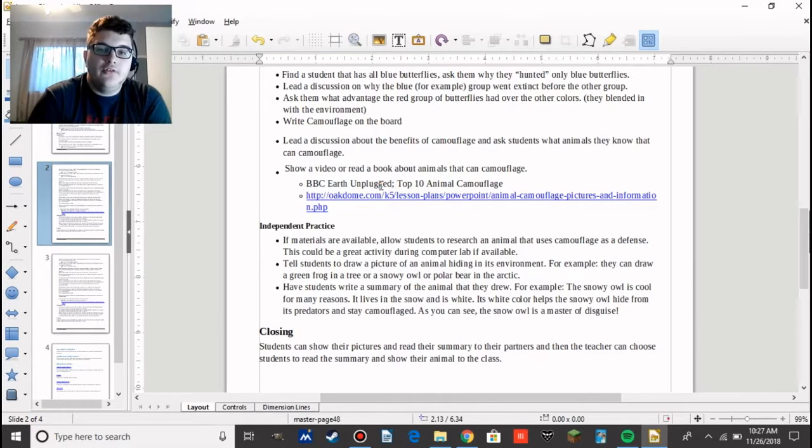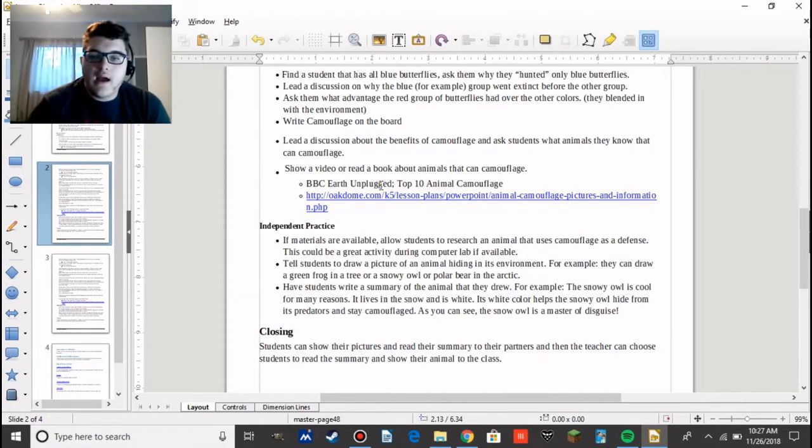If materials are available, allow students to research the animal that uses camouflage as a defense. This could be a great activity during computer lab if available. Tell students to draw a picture of an animal hiding in the environment. For example, they can draw a green frog in a tree, or a snowy owl, or a polar bear in the Arctic. Have students write a summary of the animal that they drew.